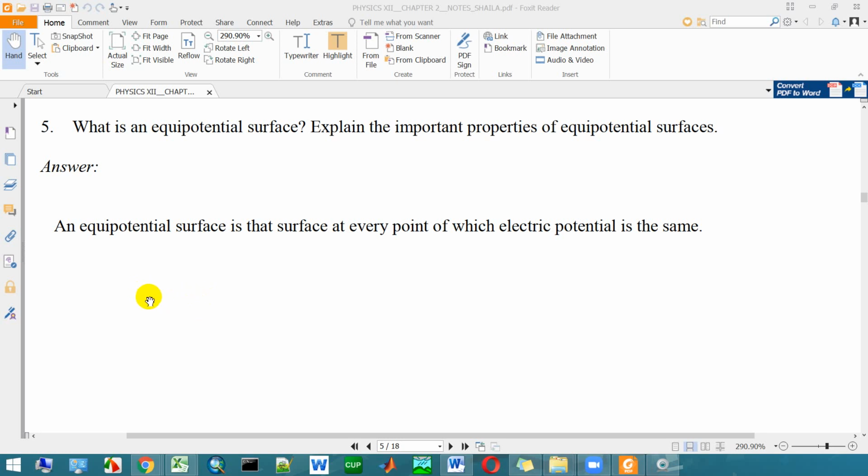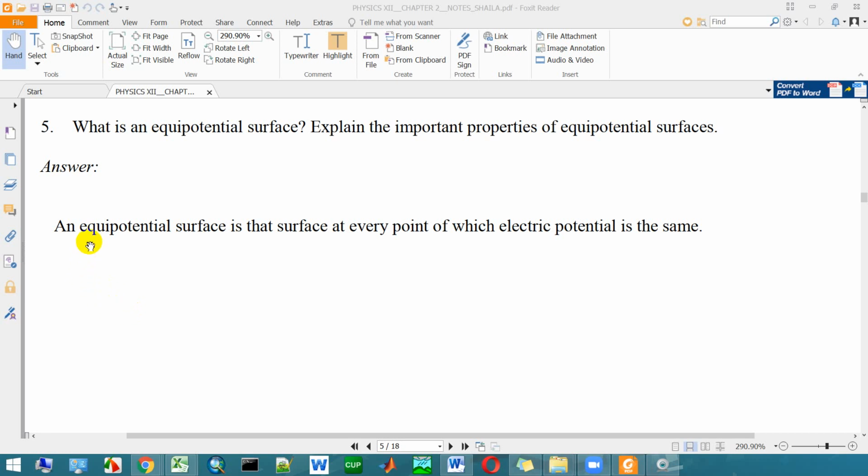Good morning, children. In the last class, we learned the first four questions of chapter 2, which explain electrostatic potential, electrostatic potential difference, how to represent electrostatic potential in terms of source charge, electrostatic potential at any general point due to an electric dipole, and the different forms of electrostatic potential.